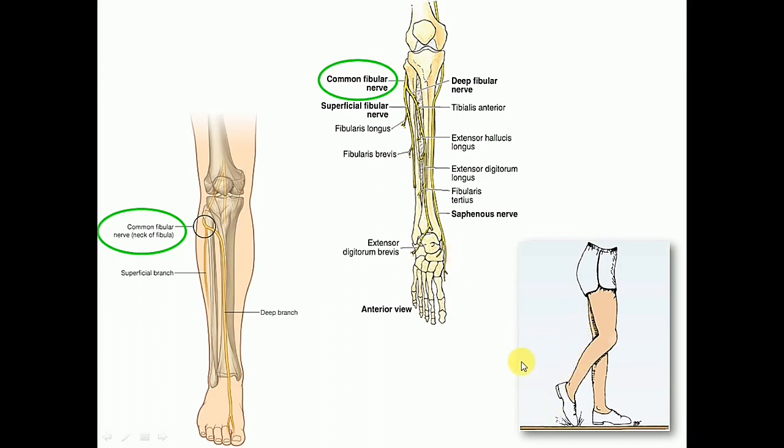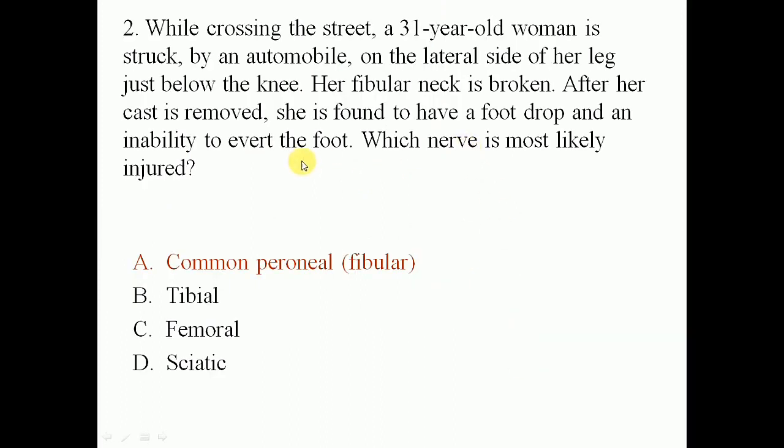So this patient will have foot drop, and in addition inability to evert the foot, and the nerve likely to be injured because of this fracture of neck of fibula is the common peroneal nerve. The tibial nerve is not correct because it supplies the plantar flexors of the foot. Femoral also doesn't supply the muscles which cause the dorsiflexion or eversion of the foot. And sciatic nerve, though injury to it may lead to foot drop, is not related to the neck of fibula. So the correct answer is common peroneal nerve.